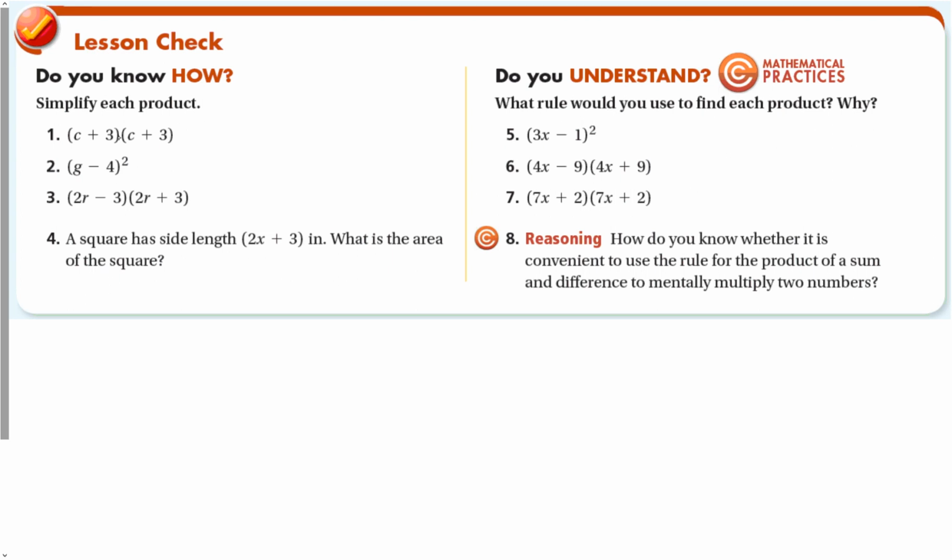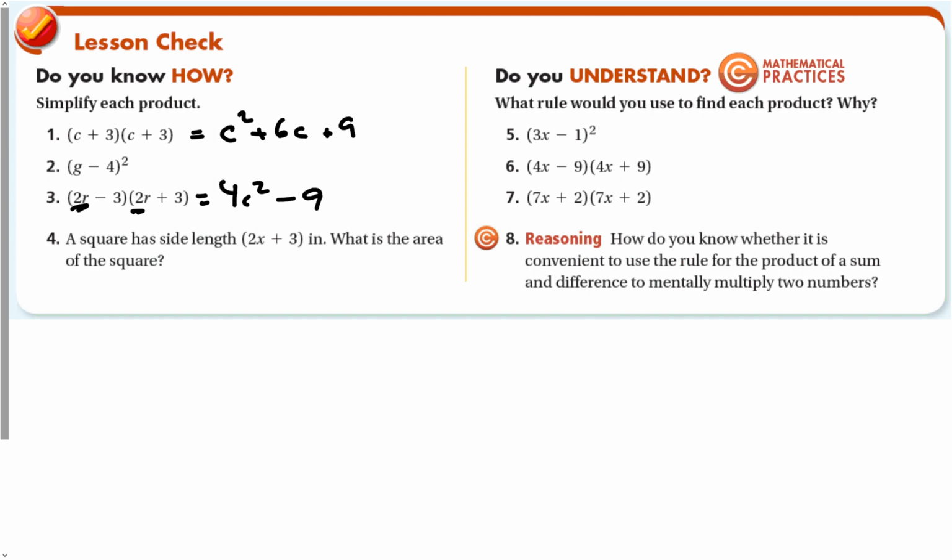So simplify each product. This is going to be c squared plus 6c plus 9. 2 times the first term times the second term. Same thing here, g squared minus 8g plus 16. Let's do this one. That's going to be 4r squared minus 9, sum and difference. Okay, the middle terms cancel out. You just got to be careful that you square both of these.